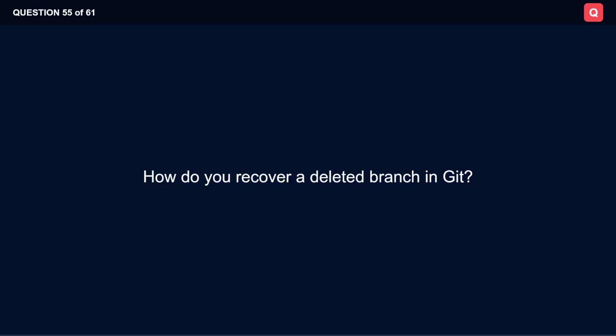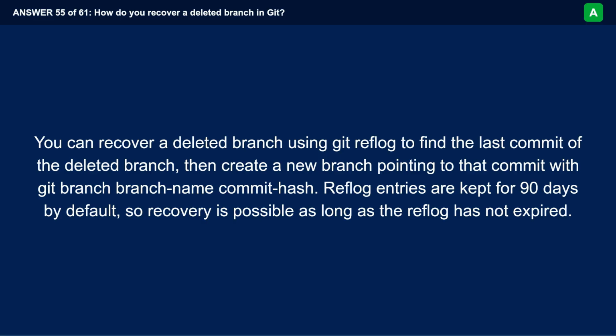How do you recover a deleted branch in Git? You can recover a deleted branch using git reflog to find the last commit of the deleted branch. Then create a new branch pointing to that commit with git branch name commit-hash. Reflog entries are kept for 90 days by default, so recovery is possible as long as the reflog has not expired.